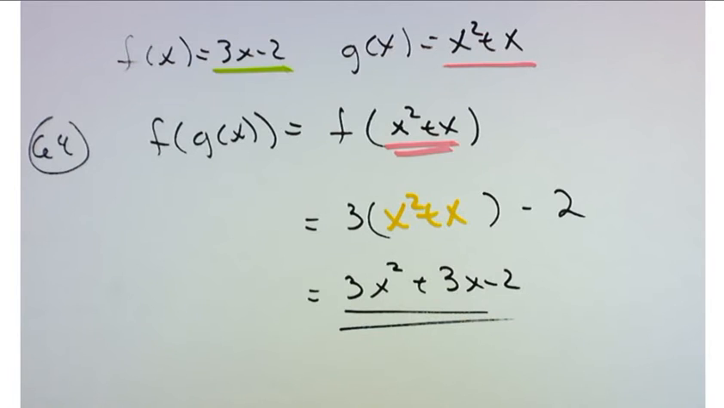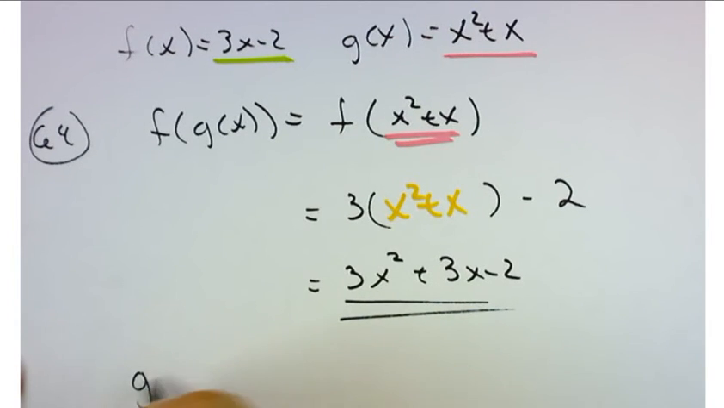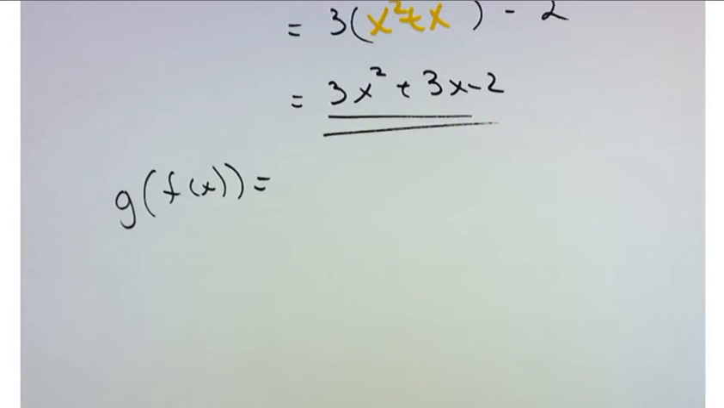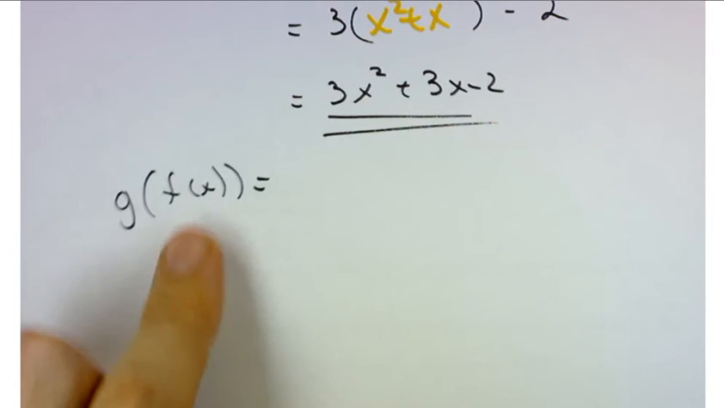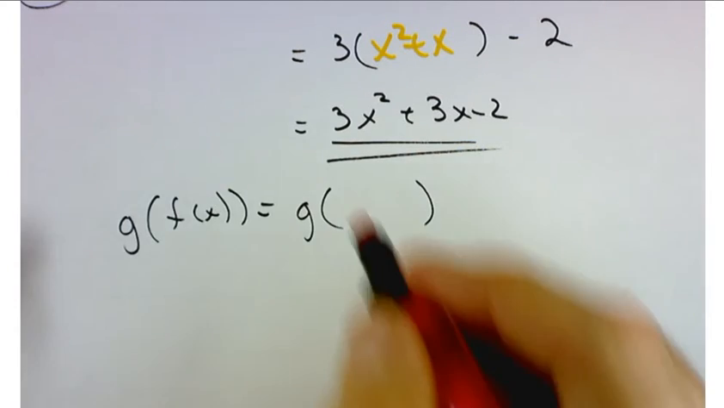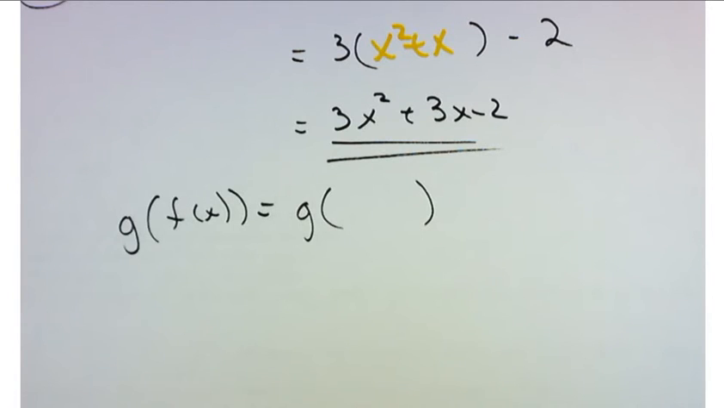What if we tried it the other way? Let's just do it the other way. It's not part of problem 64, but let's just do it the other way just to see. G of f of x. Where should I start? Gil, suggestions? Good. So instead of f of x, we can put in 3x minus 2. So let's do that. So 3x minus 2.